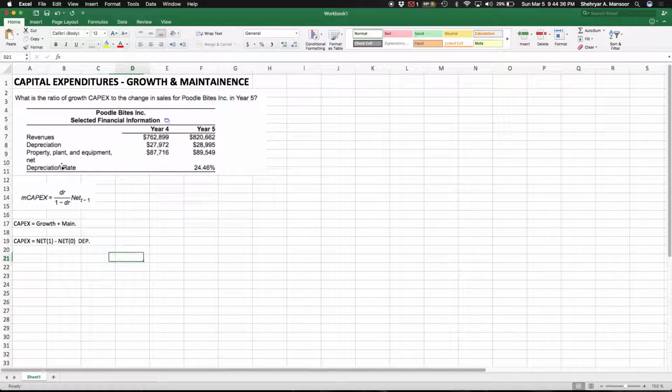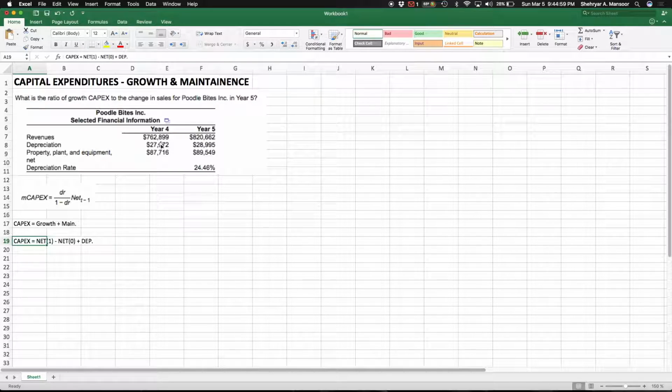So basically this derives from a very simple formula, which says that if you move the net zero to the other side, you'll have net zero plus your capital expenditures minus your depreciation equals your net in the next year. Sorry, forgot to add the plus sign. And basically the year one would be the year 5 over here, and the year 0 would be year 4.